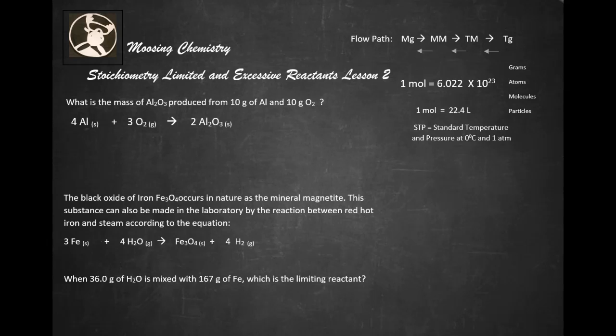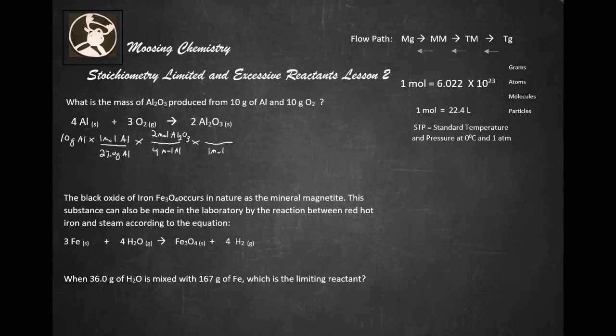Okay? So what we're going to do is take what we know. We have 10 grams of Al, so we're going to start with this one, times 1 mole of Al divided by our molar mass, which is 27.0 grams of Al, times our mole ratio. We have 4 moles of Al and 2 moles of Al2O3, and then we wonder how many grams it's going to make.